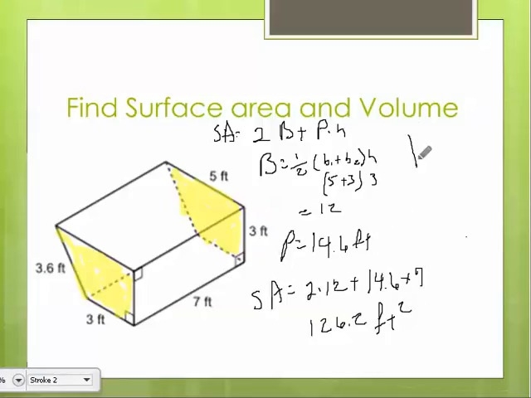Volume's the same thing: area of the base times the height. So we're going to say 12 times 7. That's going to be 70 and 14. That's 84 cubic feet. 84 cubic feet. Fairly good sized trapezoidal prism.